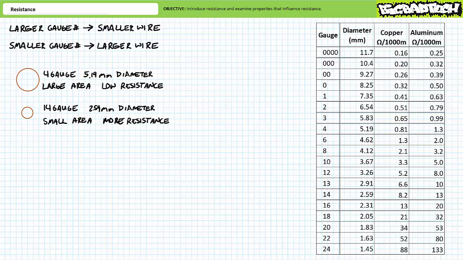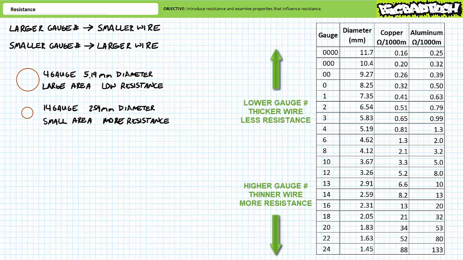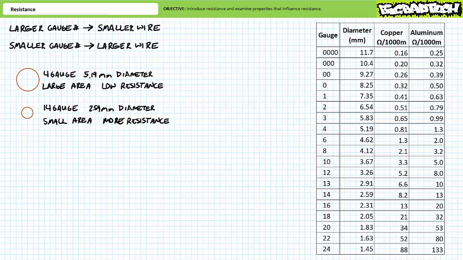Given diameter is a property that directly influences cross-sectional area, think how gauge number influences resistance of wires of the same length. Consider the thicker 4-gauge wire versus the thinner 14-gauge wire. It should be obvious that a 14-gauge wire has more resistance than an equal length of 4-gauge wire because the 14-gauge wire has less cross-sectional area than the 4-gauge wire. It makes sense.